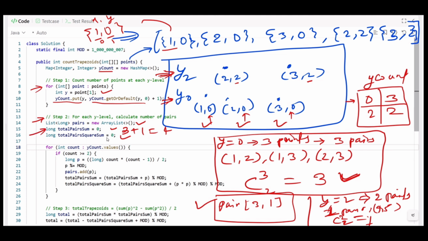And total pair sum square is what? We have to do the square. It means 3 square plus 1 square. What will you get? You will get 9 plus 1, which is 10. You will get 10. Like this, you have to compute this value using this formula. Okay. Further, in the next step, we will use the formula to compute the trapezoid, right?